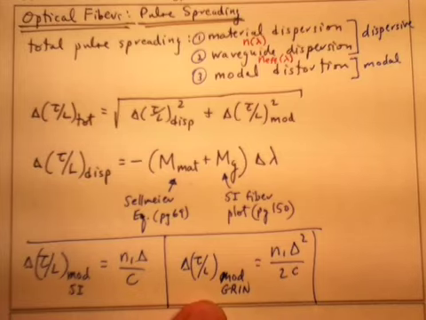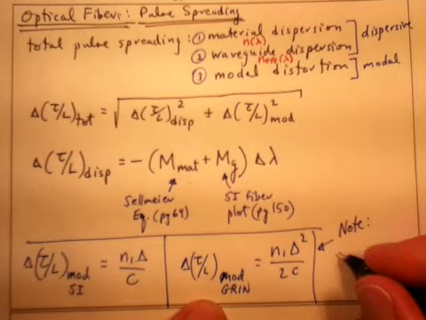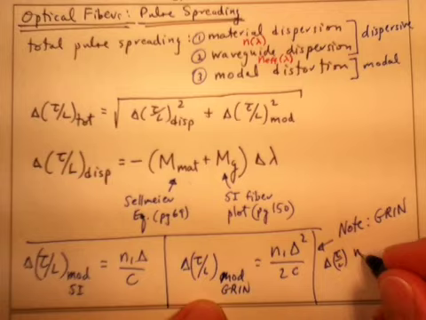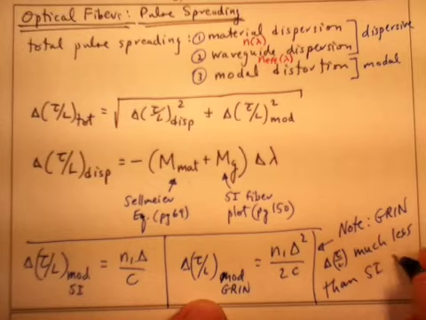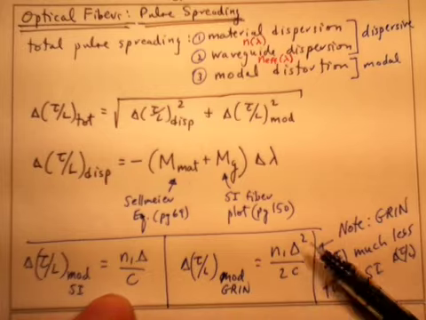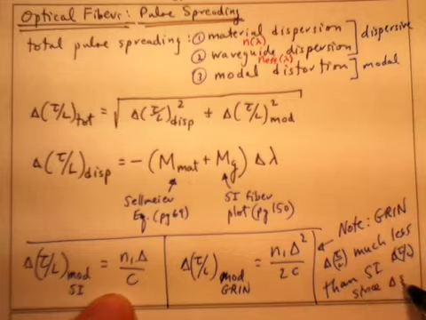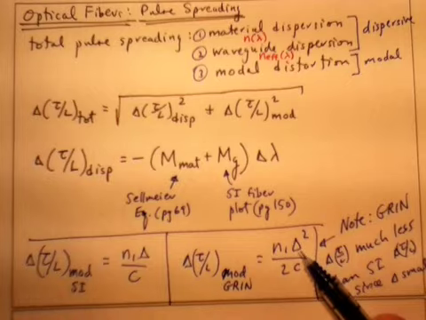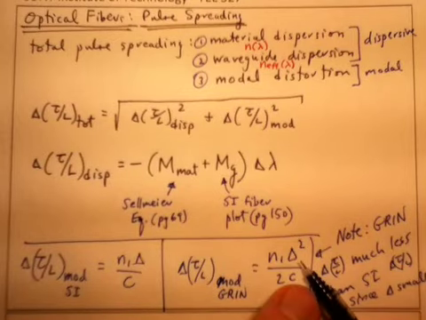But what's important is to note that the GRIN delta tau by L is much less than SI delta tau by L, due to the fact that it's essentially the same equation, except it's another factor of delta over 2, since deltas are small. So the delta for most waveguides is on the order of a few percent at most, typically less than 1% even for the fibers we look at.